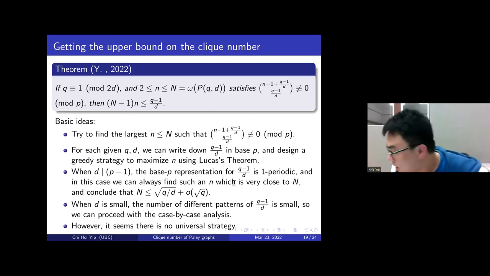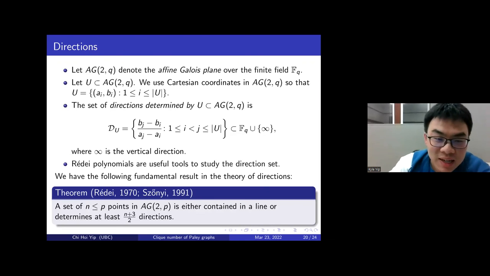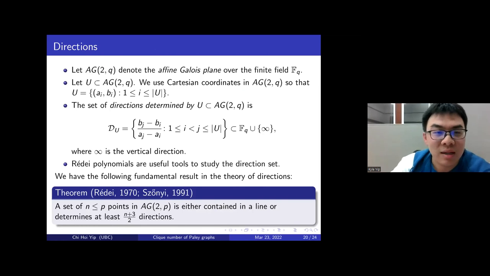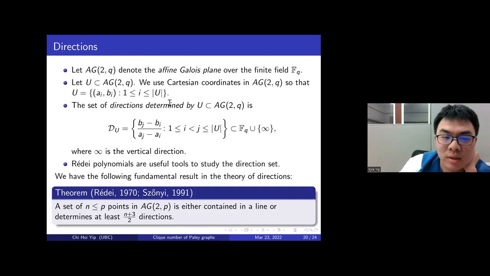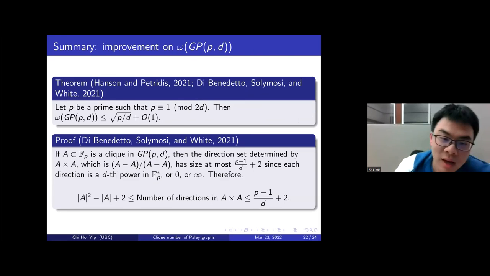And I'm running out of time. So let me just quickly mention another approach, which is using finite geometry to improve the trivial upper bound. And the basic idea is to consider the direction set determined by a point set. And I'm sorry for that, but I'm just going to go directly into the proof of this result.